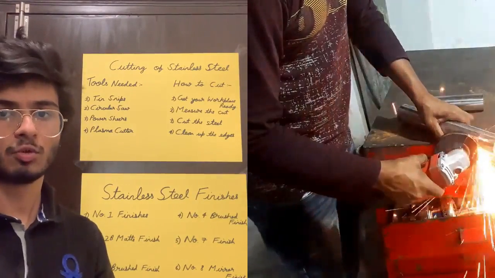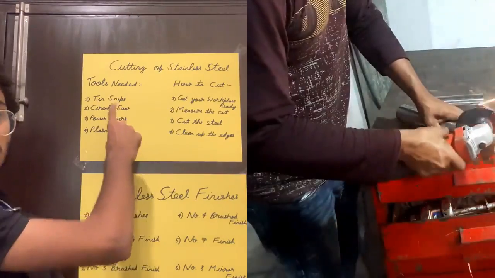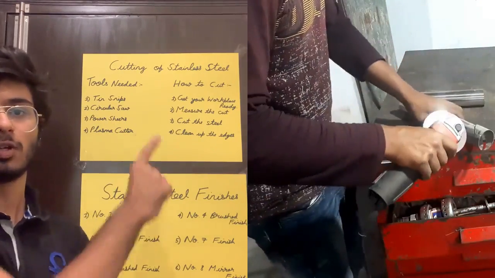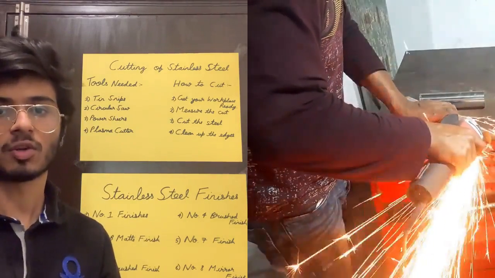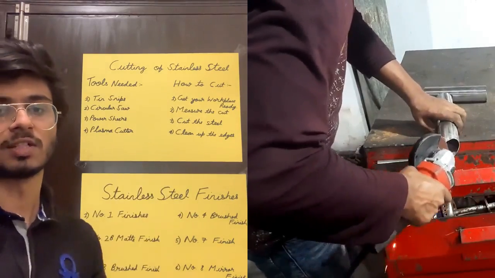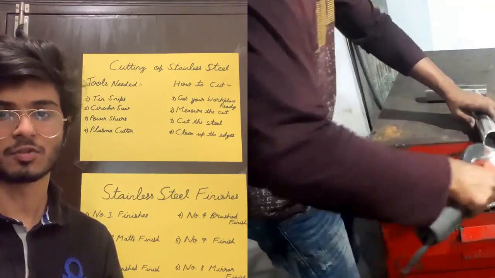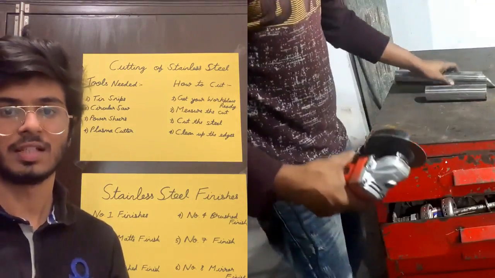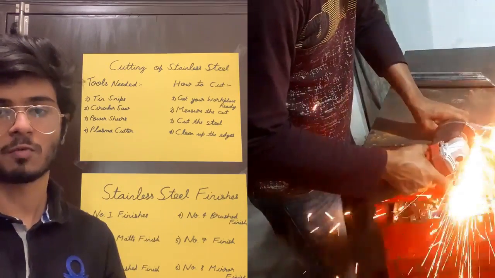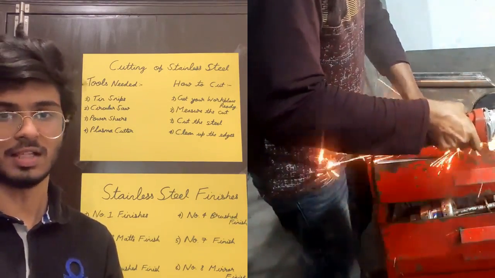We have certain tools which are used to cut stainless steel. Number one, we have tin snips. Tin snips are suitable for cutting thinner pieces of metal. Number two, we have the circular saw, giving a circular shape to cut the metal. Number three, we have power shears. Power shears are used to cut extremely thick pieces of stainless steel. And number four, we have the plasma cutter, which is an enhanced version of power shears and is used to cut the bars and rods of stainless steel.